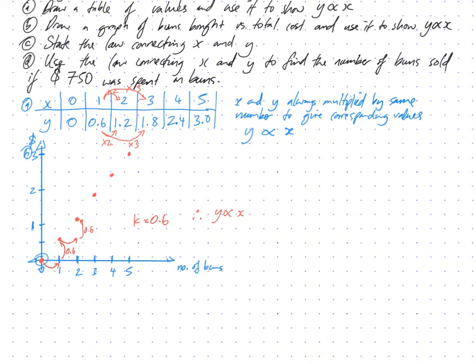C, state the law connecting x and y. Well, that's pretty clear now because we worked out what k is. y is equal to k times x. y is equal to 0.6x.